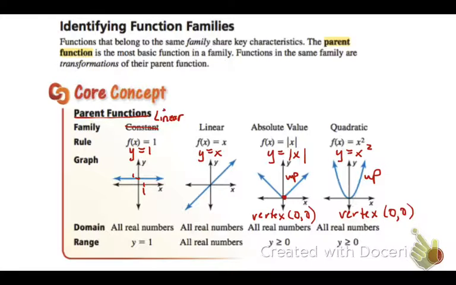What you want to know about these are the most basic form of the equation. So know the basic equation. And then you also want to know the basic shapes of the function.